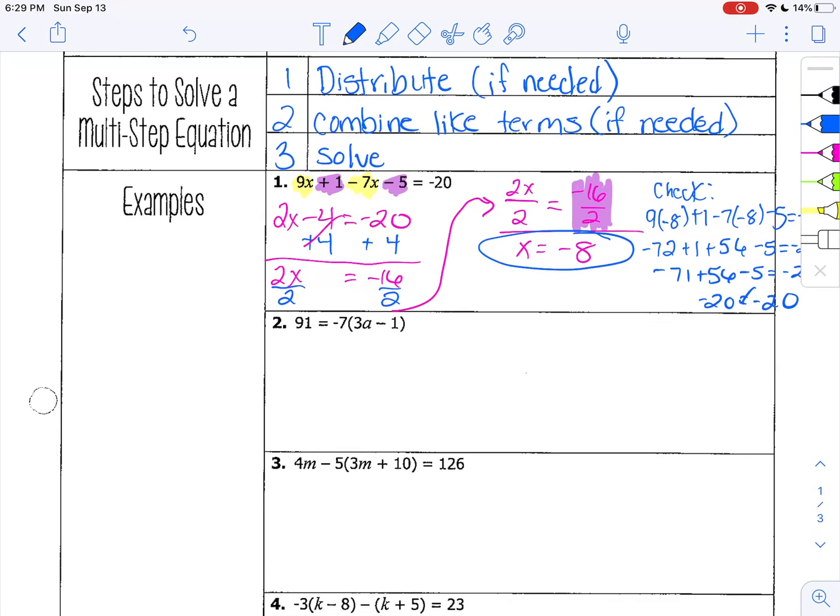Let's take a look at number 2. Number 2 does have a set of parentheses, so we need to distribute. Remember, we distribute the number directly in front of parentheses. So the negative 7 is going to be distributed to the 3a and to the negative 1. So we have 91 equals negative 21a plus 7. Remember, when we distribute, we're multiplying. We're multiplying that number outside the parentheses times everything inside.